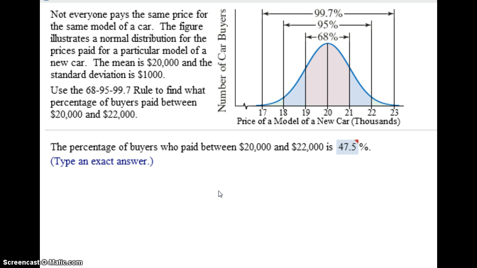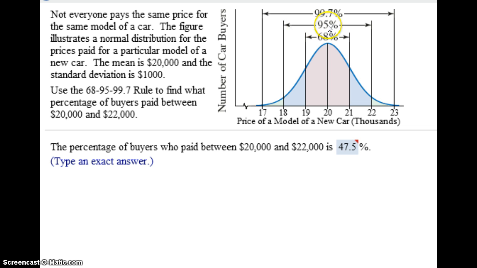So this problem says, what's the percentage of buyers who pay between 20 and 22,000? So 20 to 22,000 would be right here on the graph. And now you have to use the 68, 95, 99.7 rule and the fact that the graph is symmetrical. So 95% of people pay between 18 and 22,000. But we're only looking at half of that region, only 20 to 22,000. We're cutting off, ignoring the other half, the 18 to 20.